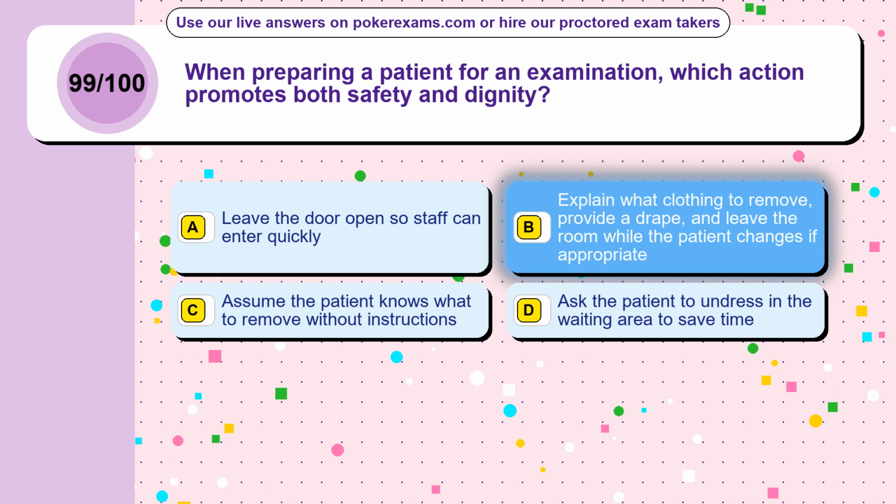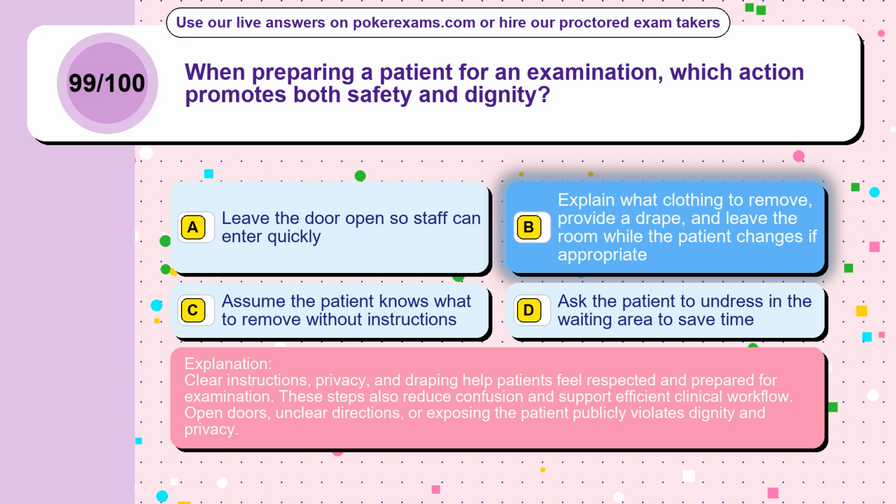Explain what clothing to remove, provide a drape, and leave the room while the patient changes if appropriate. Clear instructions, privacy, and draping help patients feel respected and prepared for examination. These steps also reduce confusion and support efficient clinical workflow. Open doors, unclear directions, or exposing the patient publicly violates dignity and privacy.